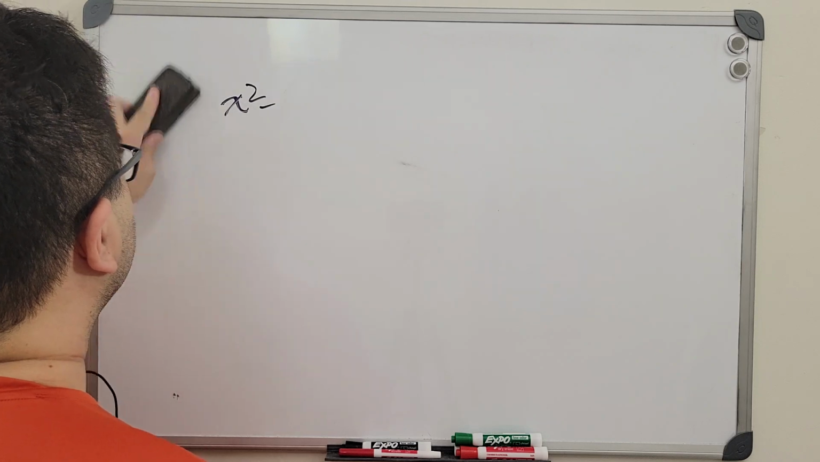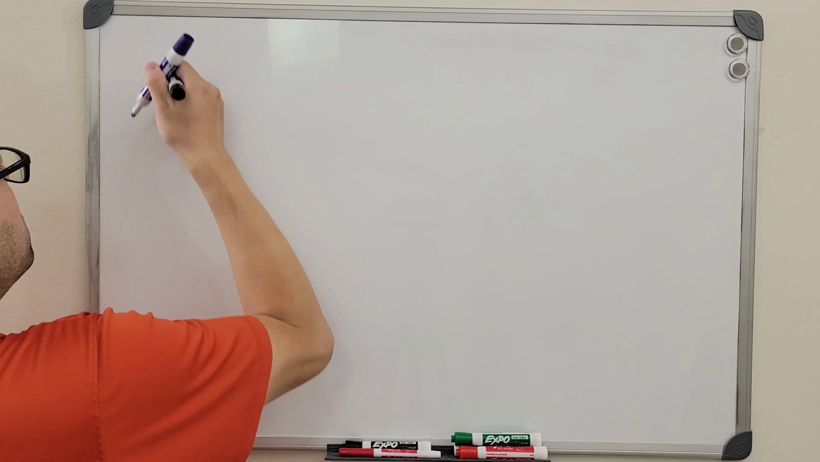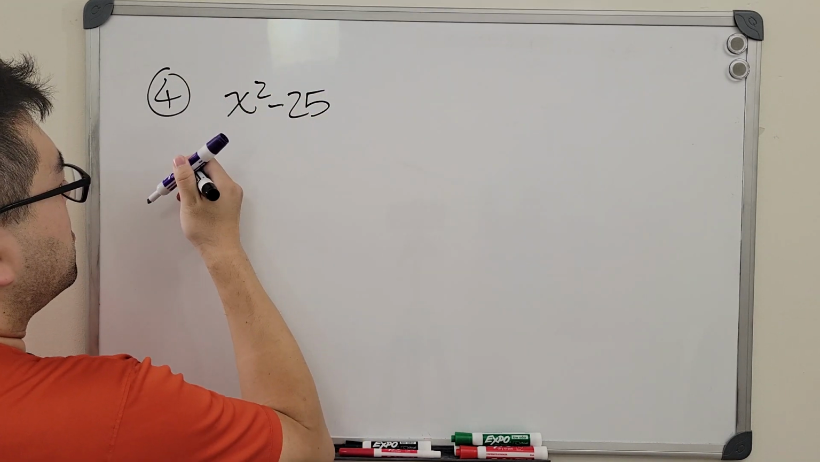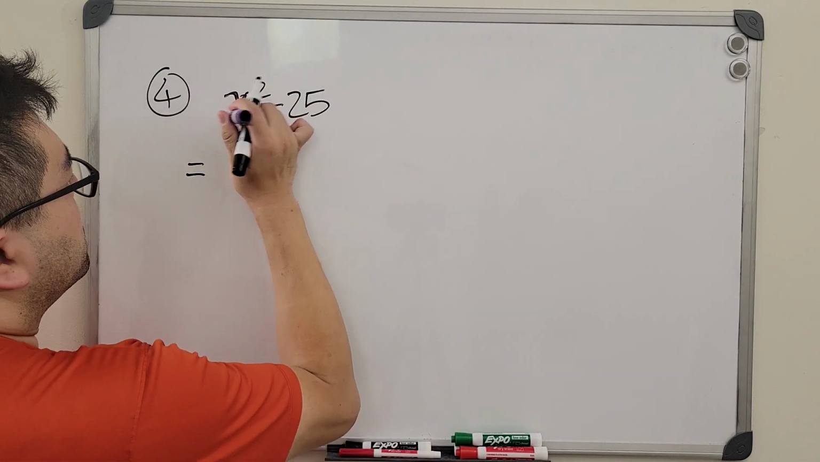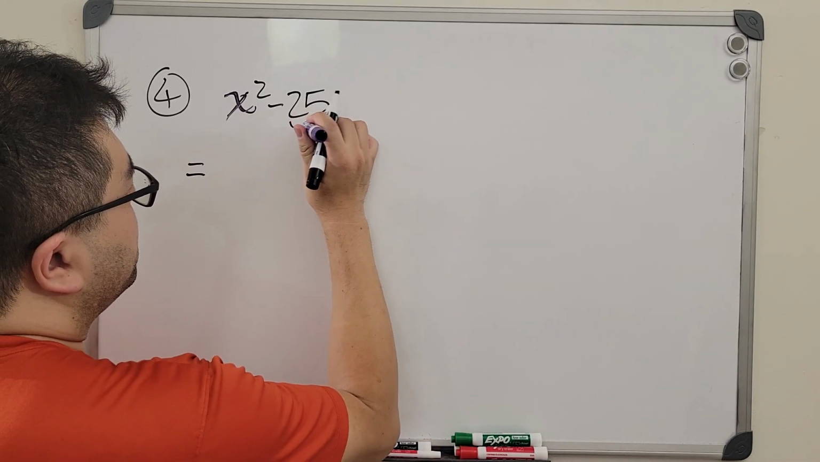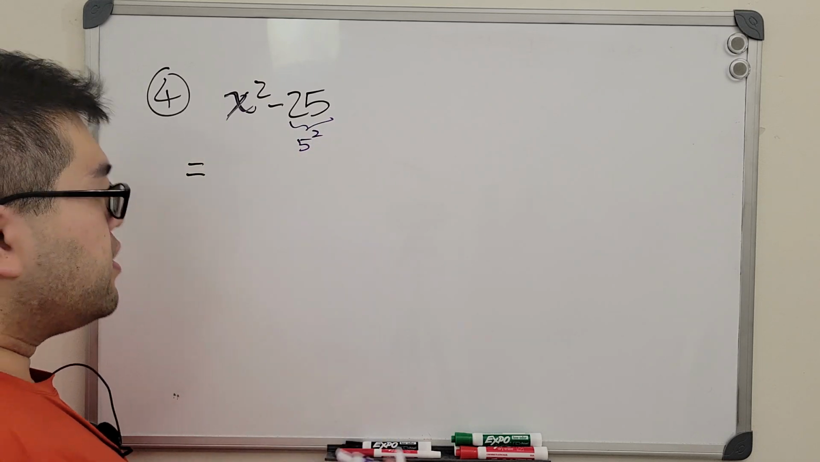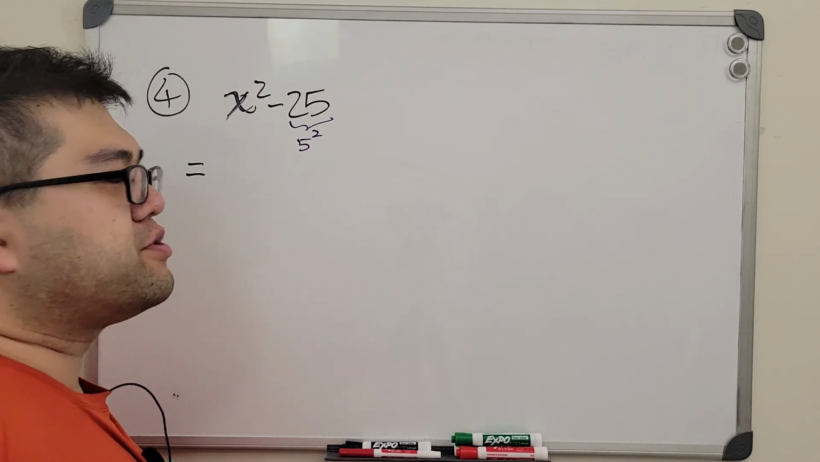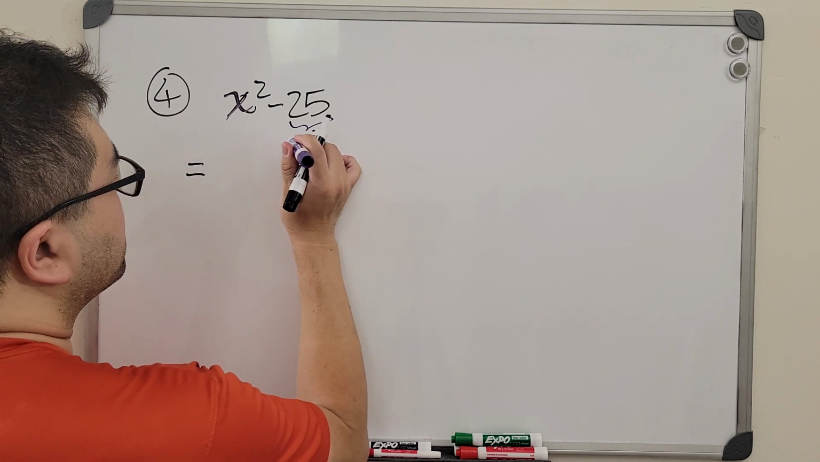Next one. Again, we have x squared, so we will just let our A be x, and then minus 25, which is 5 squared. So what is our B? It will be 5. Now you may ask, what happens if we try to choose B as -5 instead of +5? We can actually see what's going to happen.